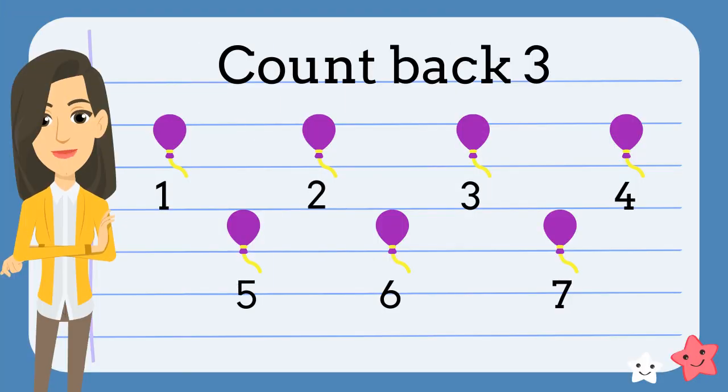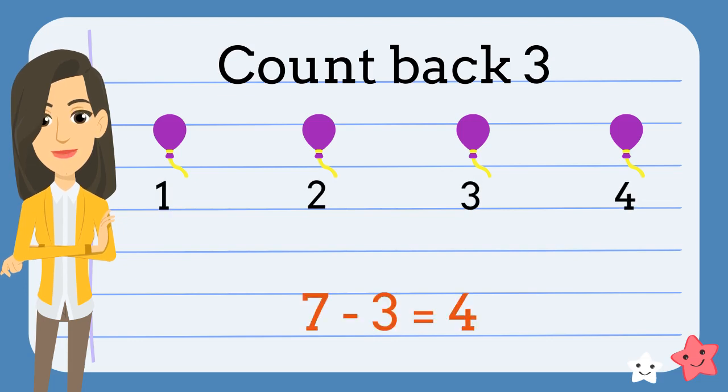You can count back with 3 the same way. For example, I have 7 balloons. I took away 3. How many do I have now? Well, I started with 7 and then I counted back 3. 6, 5, 4. I have 4 balloons. I can even write this as a subtraction sentence. So I can write this as 7 minus 3 equals 4.